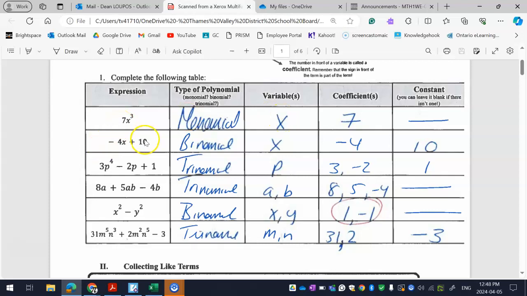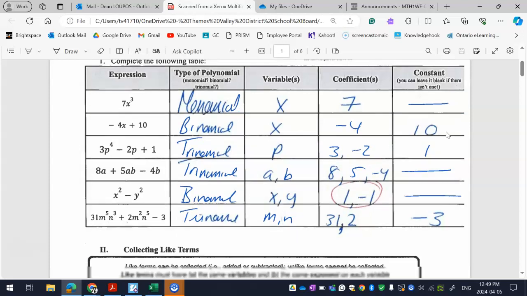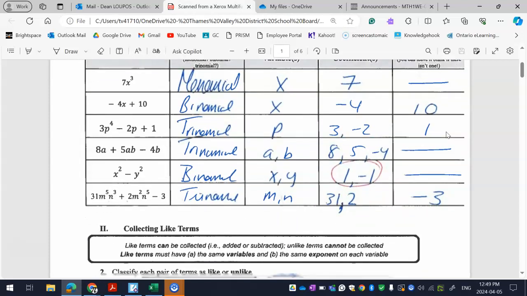Constants are numbers that don't have a variable associated with them. So here 10, here 1, here -3. If there's nothing else, just put a line through there. Don't leave it blank. But I prefer if you put a line through it.